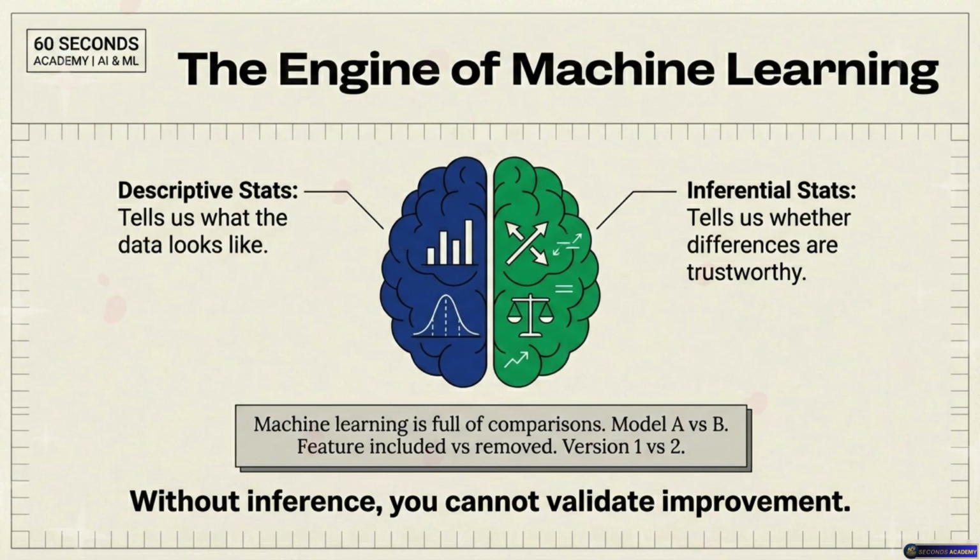And here is the brutal truth that separates junior coders from senior architects. Without statistical inference, you simply cannot validate any of those comparisons. Without inference, you are just a person staring at two numbers on a screen and making a gut guess. Inference provides the rigorous, mathematical, professional framework required to definitively say, yes, this change matters. It is the shield that protects your codebase from illusions.